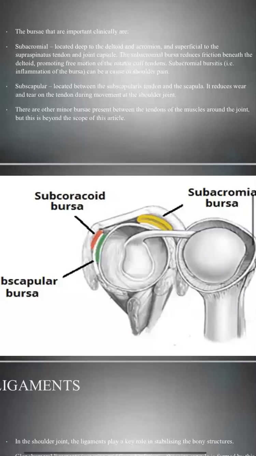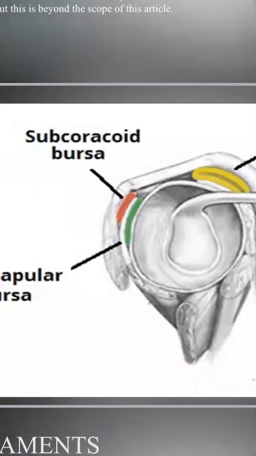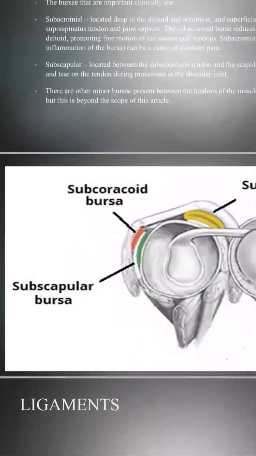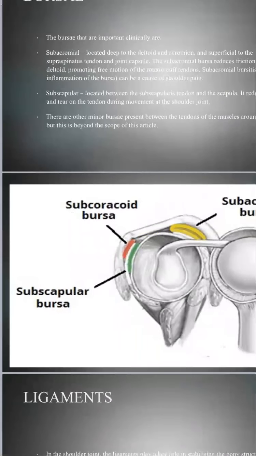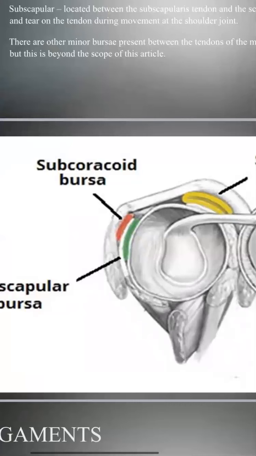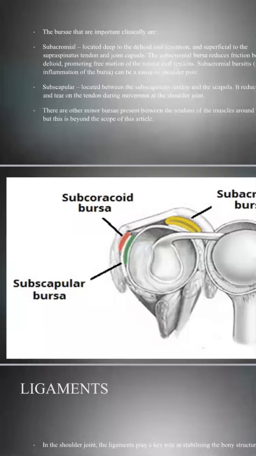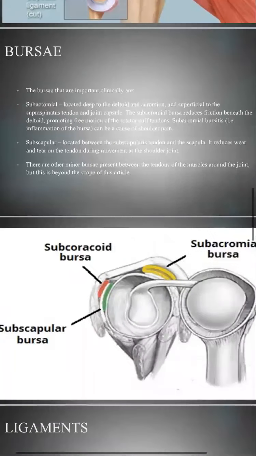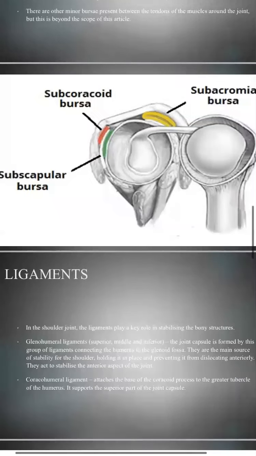Next, the subscapular bursa. The subscapular bursa is located between the subscapularis tendon and the scapula. So it is present between the subscapularis muscle and the scapula, and it will provide the cushion for the free movement of the shoulder joint.